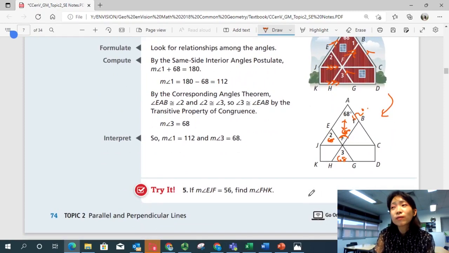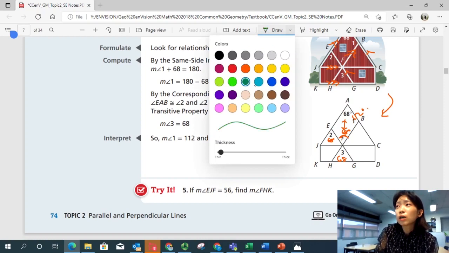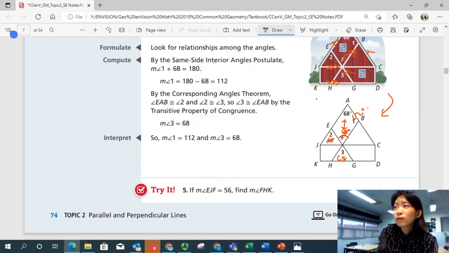Let's look at try number 5. If the measure of angle EJF is 56, find the angle. Let's change our color. And if this is 56, find FHK. Find this one. See if you can figure it out by yourself. Come back when you're ready for answers.